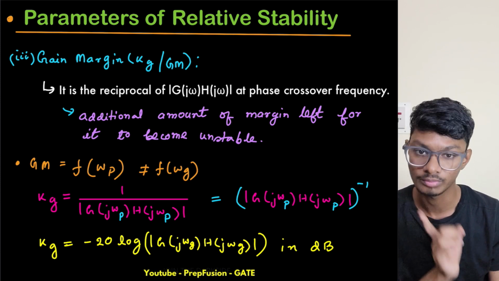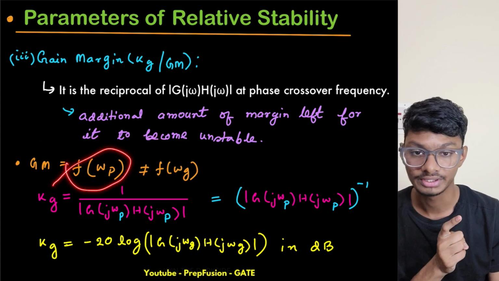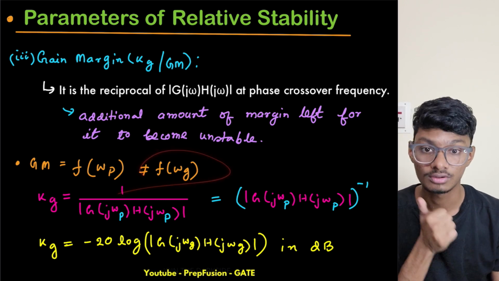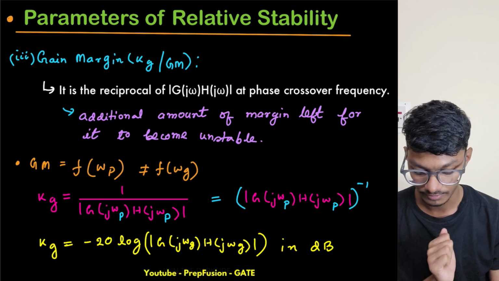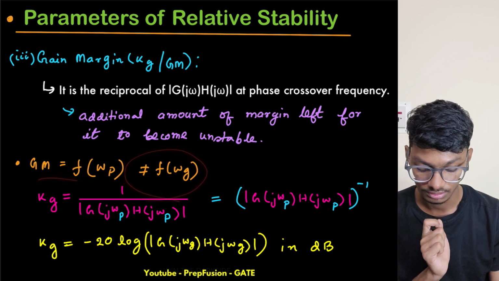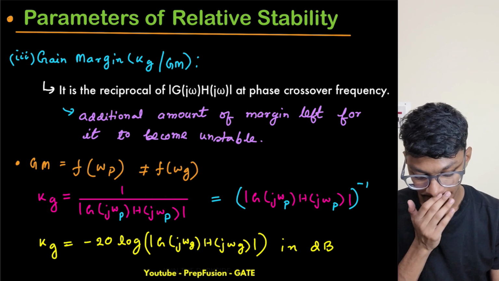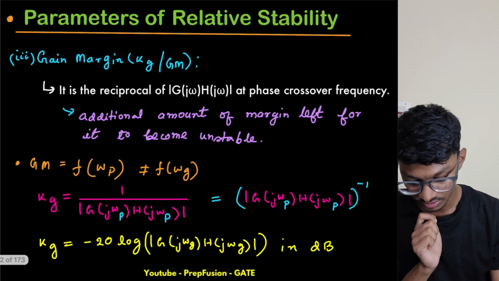And the thing to remember here is that gain margin is a function of omega p. It is related with the phase crossover frequency and not with the gain crossover frequency. So it is very important. Very important. Gain margin is related with the phase crossover frequency and not with the gain crossover frequency. So this is this one. Now in dBs we got it.